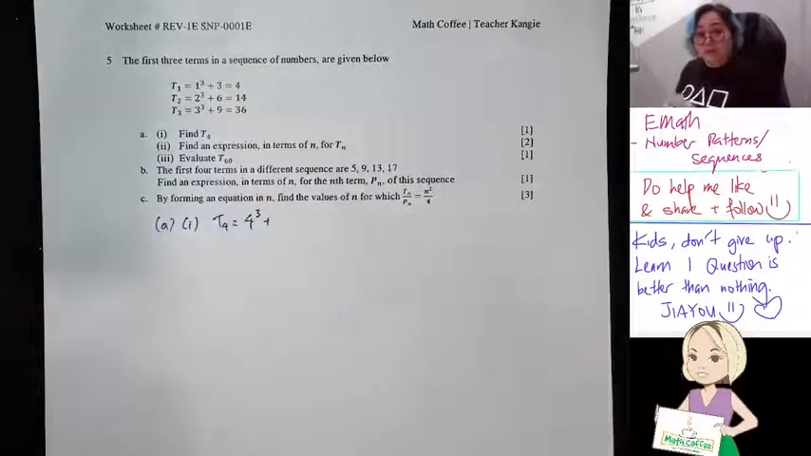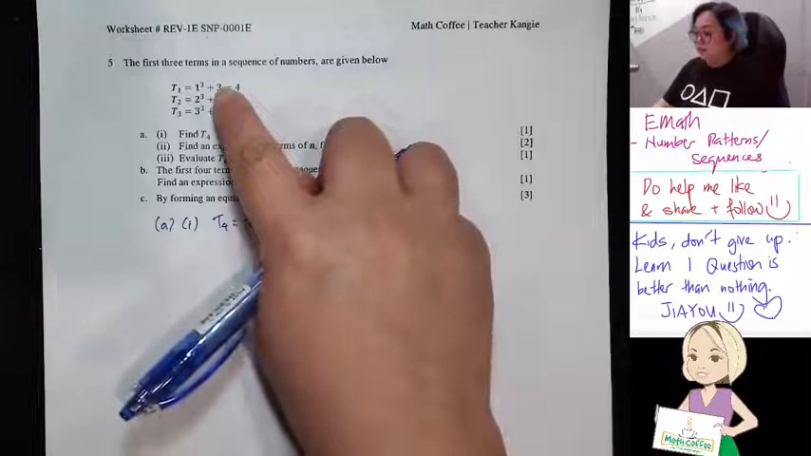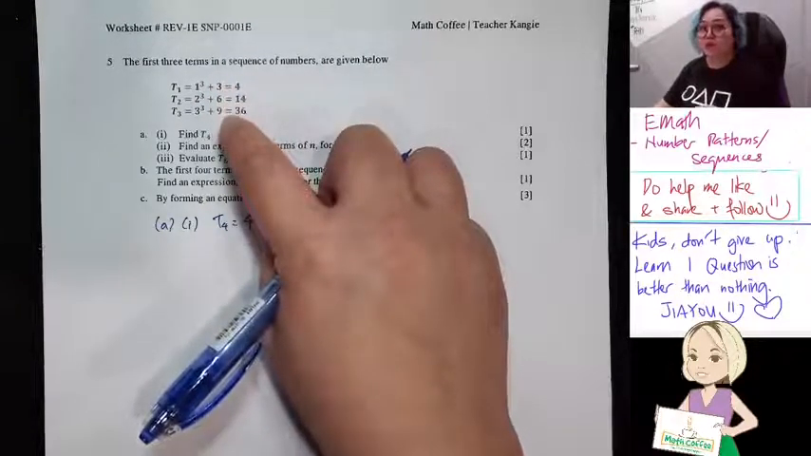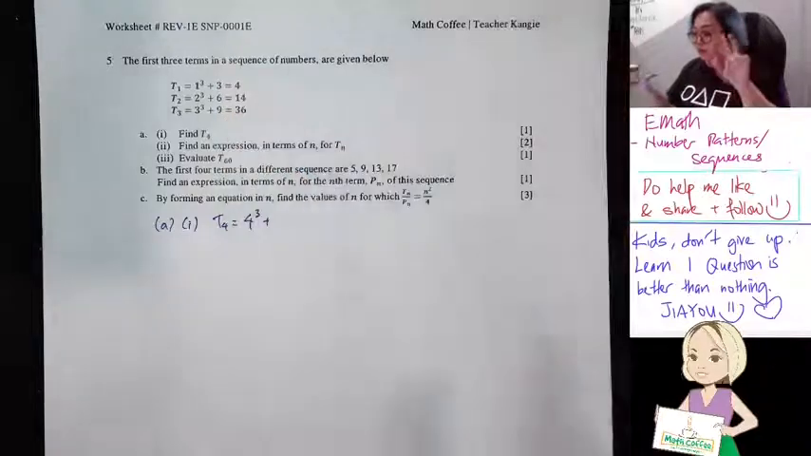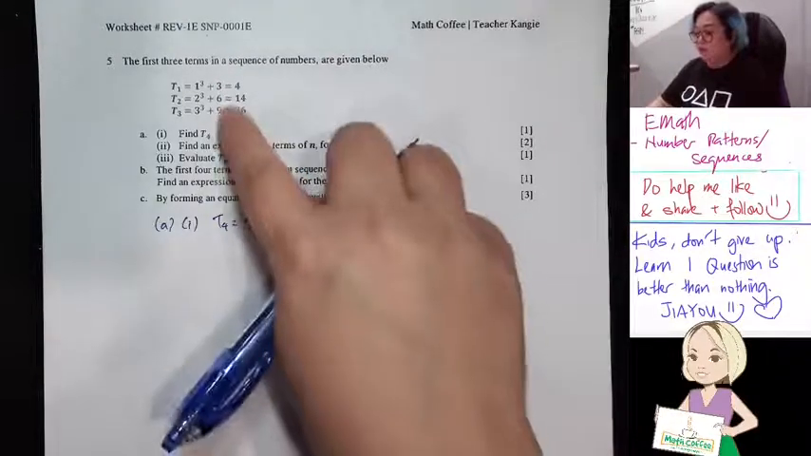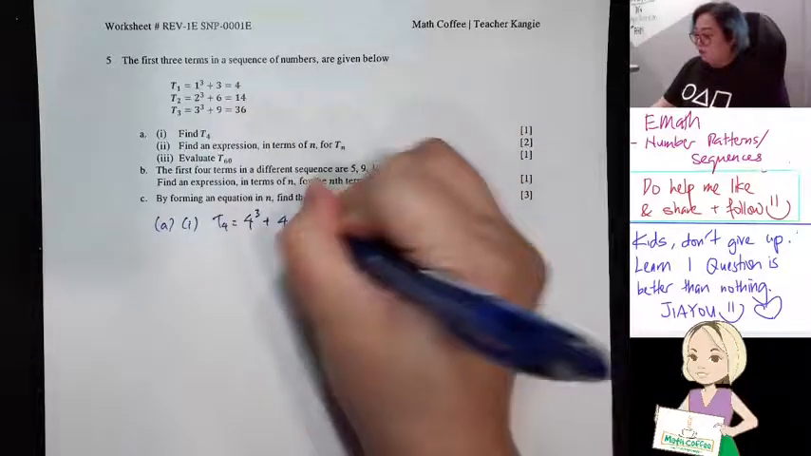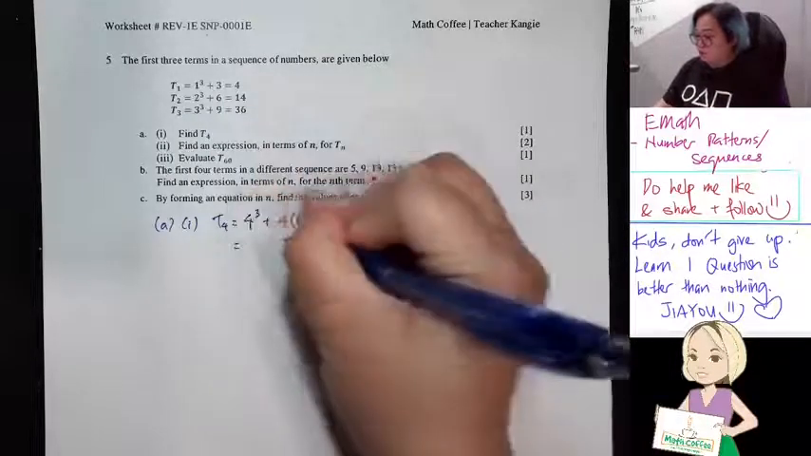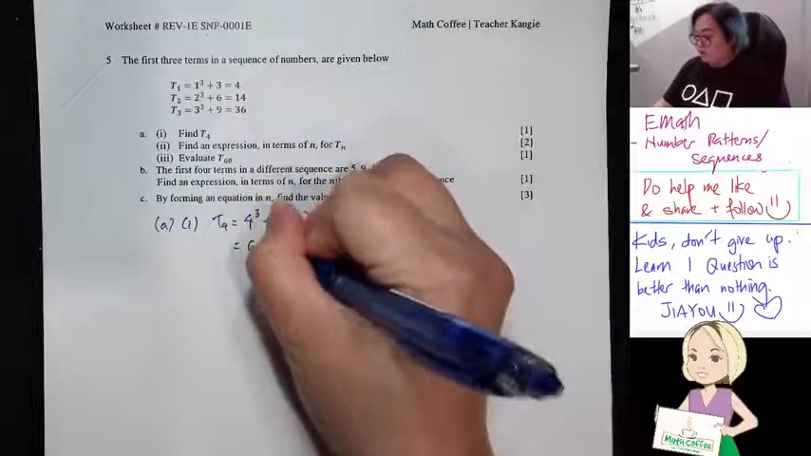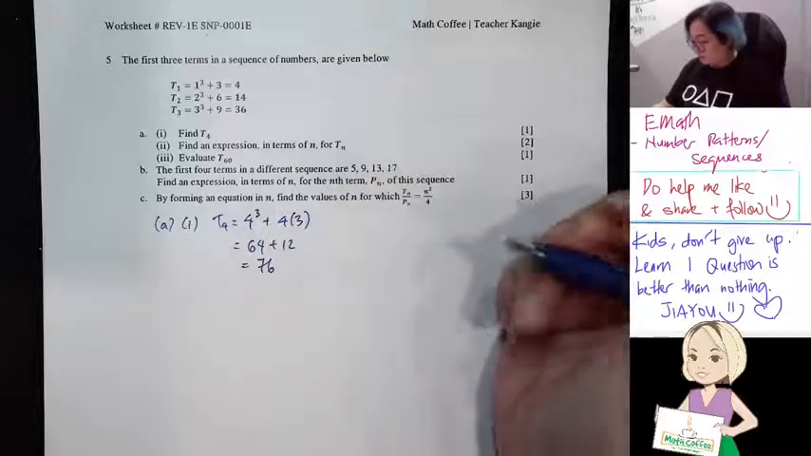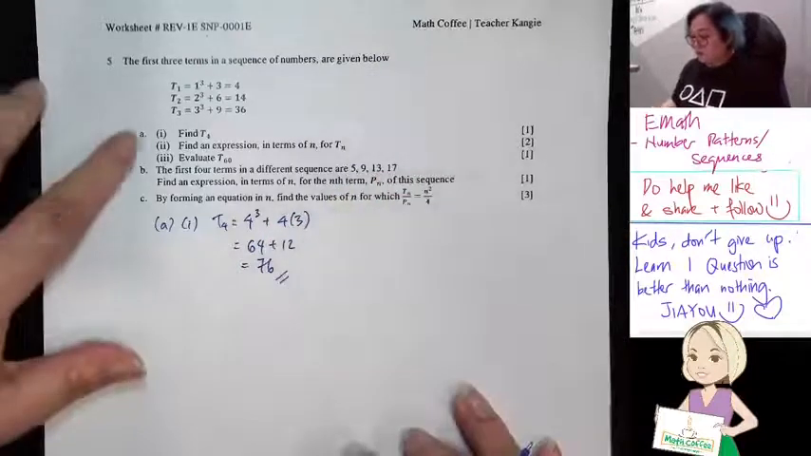If you can see the pattern, actually this is multiple of 3. This number is 3 times 1. This number is 3 times 2. This number is 3 times 3. So it means that the so-called formula, and we know that the next one will be 4 times 3, agree? So it will be 4 to the power of 3 is 64 plus 12. So the answer is 76. So that is for part A1.